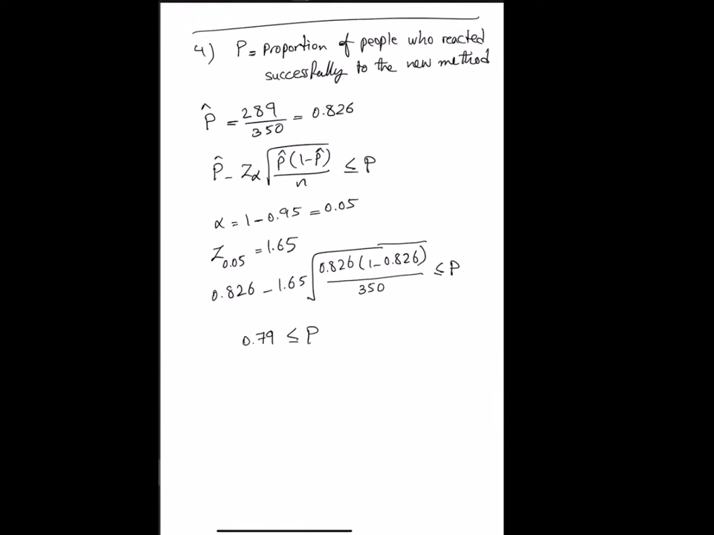Okay, so then P, the proportion of the population that responds positively to this new method, with a chance of 95% falls in this interval, greater than 0.79. Now, the other question that I have asked is, does this confidence interval support the claim that at least 85% of procedures are successful?